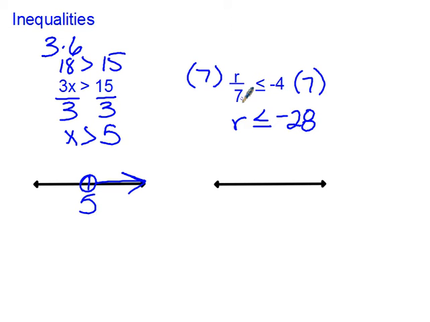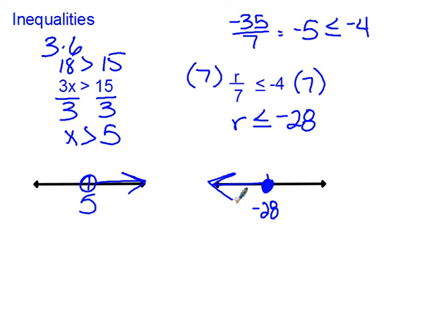The first one we have that will do that is negative 35. So if I plug in negative 35 divided by 7, you end up with negative 5. Is negative 5 less than or equal to negative 4? And yes, it is. So now to do a quick graph, you just put a negative 28 on our graph. We're going to put a closed circle on 28. And this says that I'm going to do left of, or less than, negative 28. Just like that.